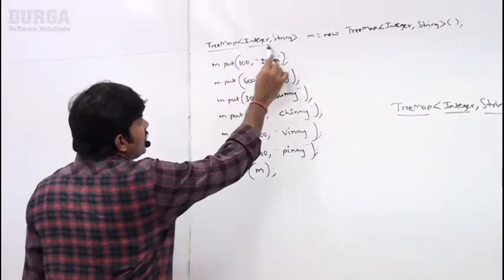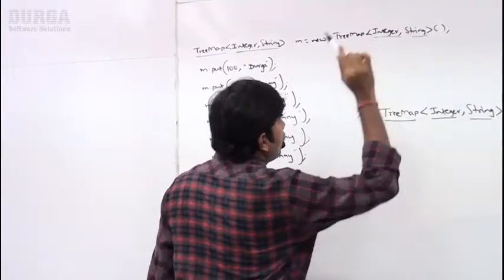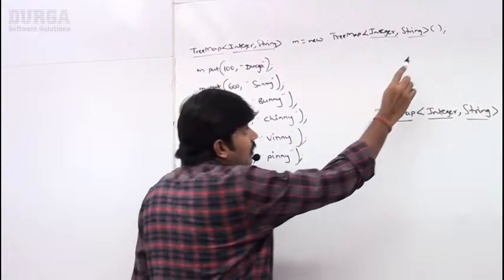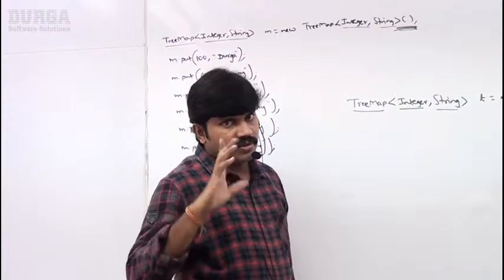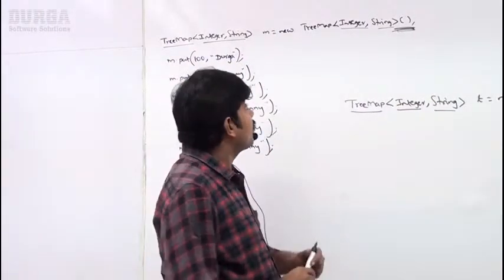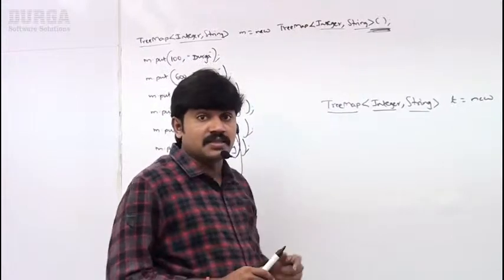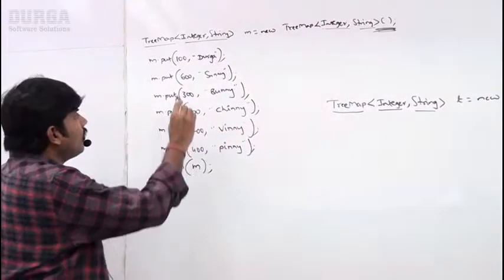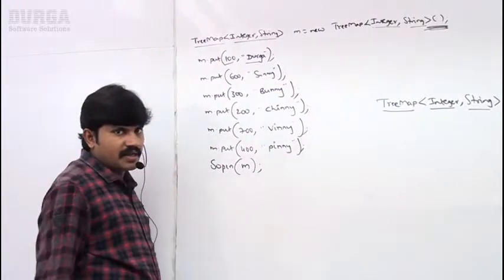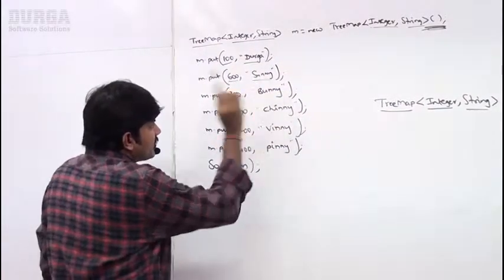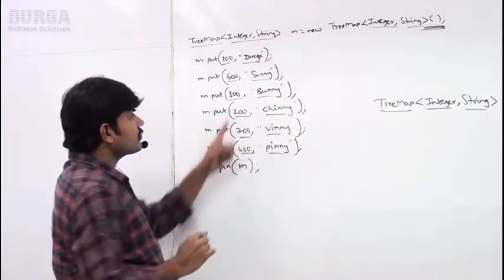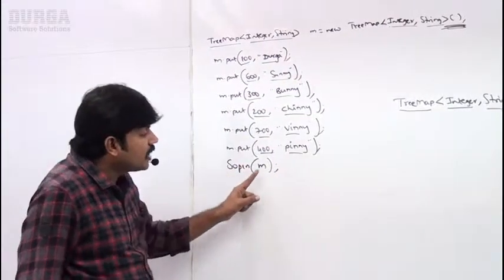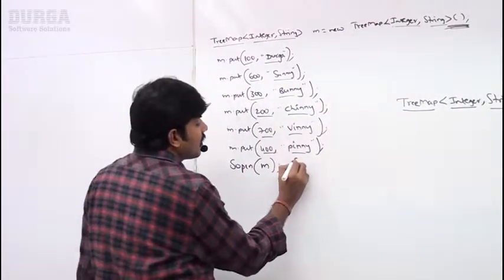Now let me consider TreeMap of Integer comma String, m is equal to new TreeMap of Integer comma String. I am not passing any argument. If you are not passing any argument, the default natural sorting order for the integer keys is ascending order, right? Now 100 Durga: 100 is the key, Durga is the value. 600 Sunny, 300 Bunny, 200 Chinny. Like this I have. Can you please tell what the SOP of m prints? What is the answer? Curly brace open.